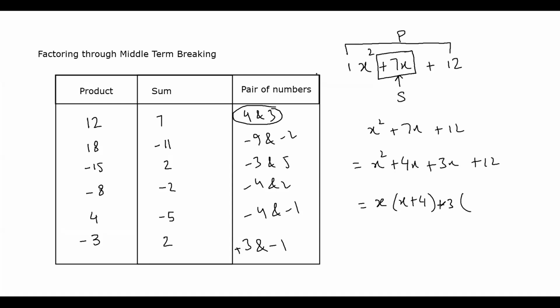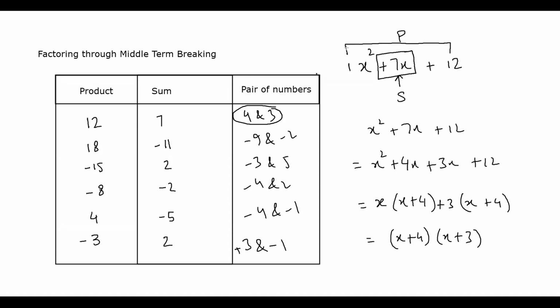Many a times it's seen that students don't put any sign over here. If you don't put any sign over here, that would make it a product situation. Okay, this is 3 into x plus 4. When you have done the middle term breaking and reached this step, you have to make sure that both these brackets have the same expression in it. Like this has x plus 4 in it, there should be the same x plus 4 over here as well. Now we take this x plus 4 as common, and this is x plus 4 times x plus 3. So that is how you do that middle term breaking.